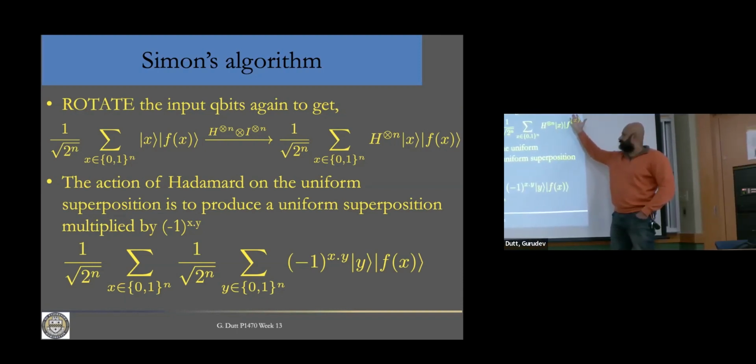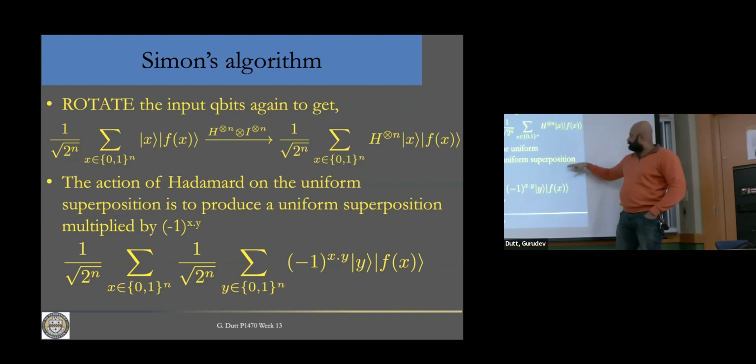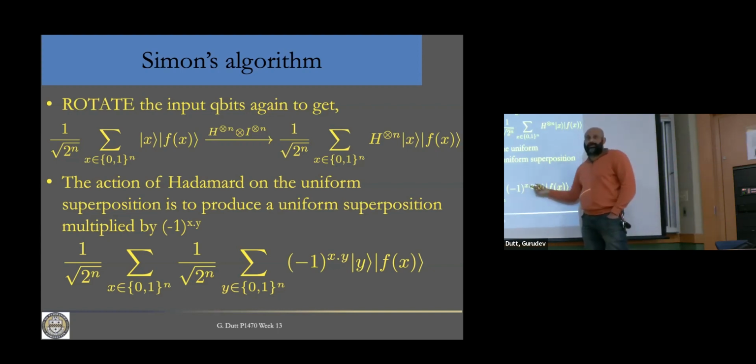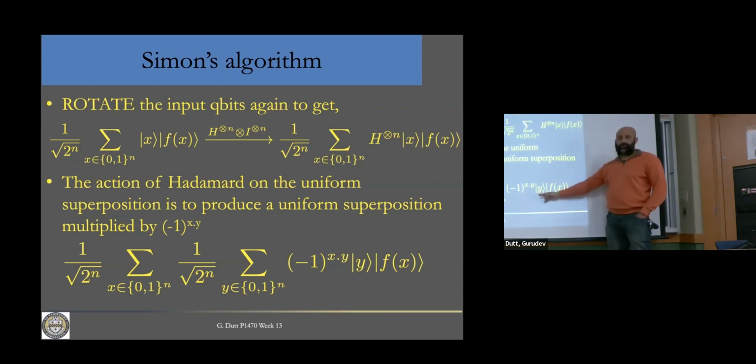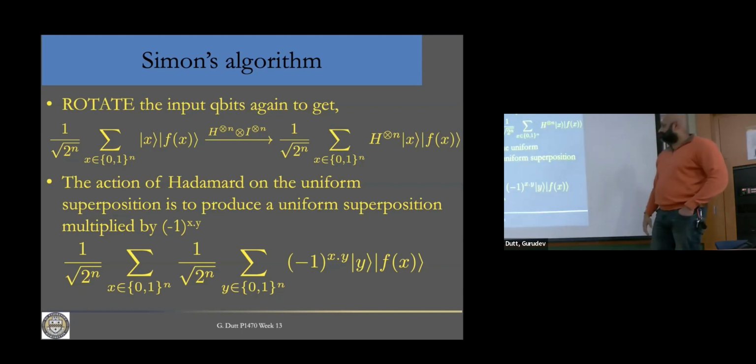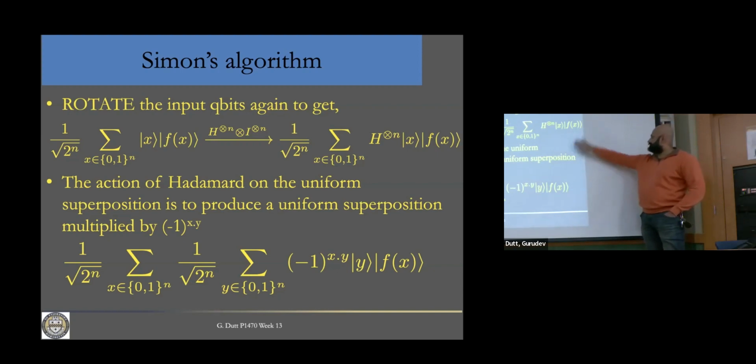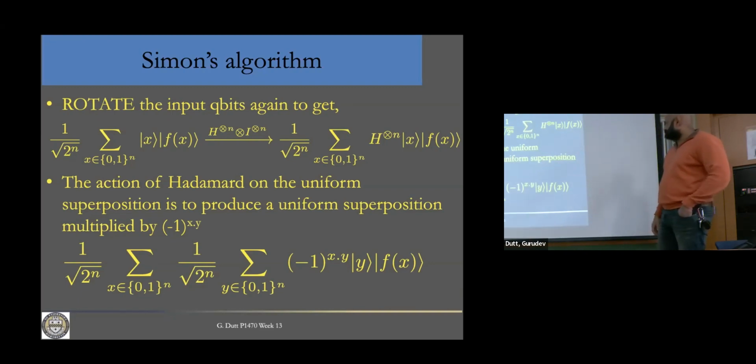Well, we've seen this many times. Hadamard to the power n on X again produces a uniform superposition multiplied by -1 to the power x dot y. So y is the summation over all possible strings, but then multiplied by -1 to the power x dot y. All right, so hopefully this step is no longer a problem. You've seen it in 2 previous algorithms as well.